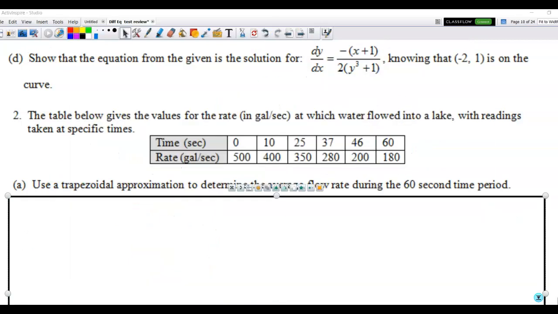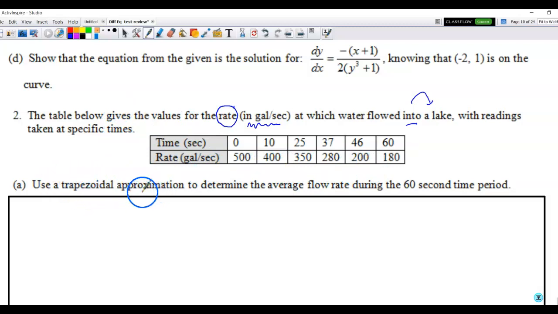Problem number 2. The table below gives the values for the rate. So I want to pay attention to the fact that the values in the table are a rate, measured in gallons per second, at which water flowed into the lake, with readings taken at specific times. So here's my table of values. Oldie but a goldie.